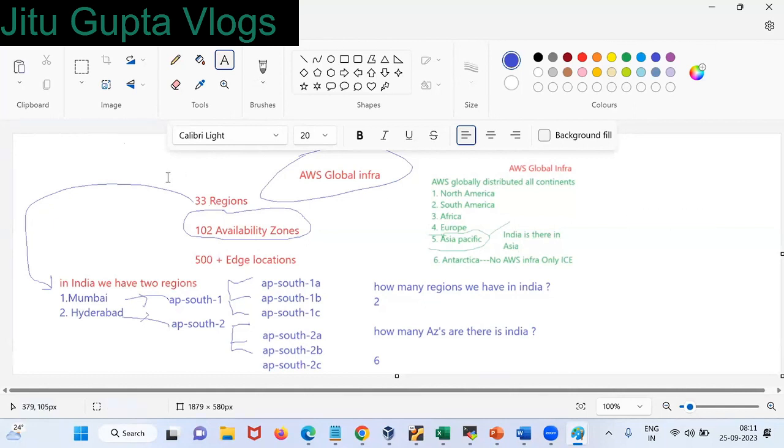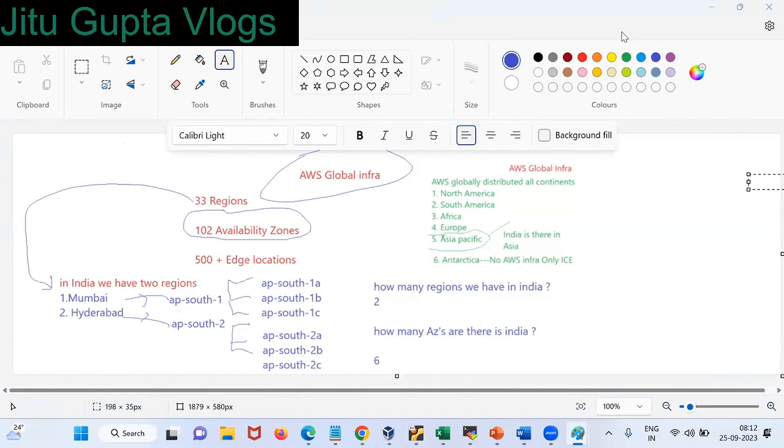Yes, availability zone, guys. AWS is not in Australia, sir? Who said that? AWS is there in Australia. AWS is there across the entire world. Clear till here now? Any doubts? You can ask any doubts.